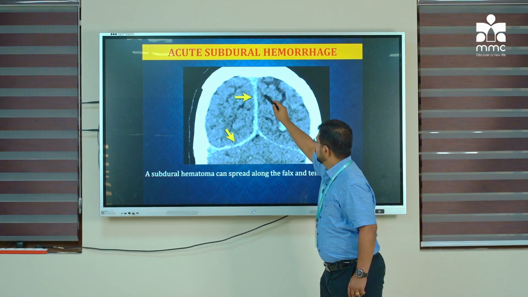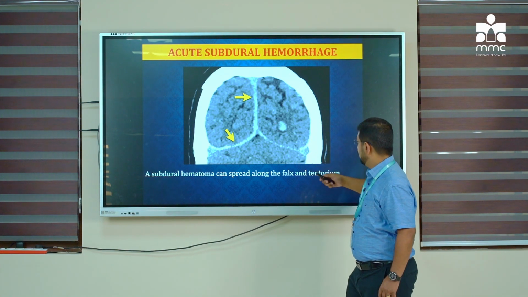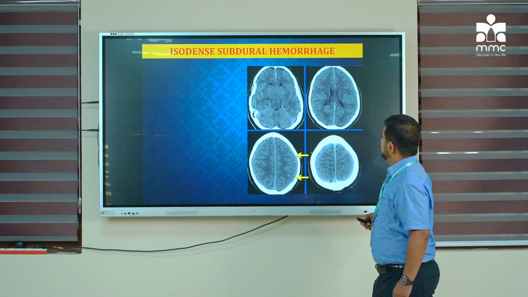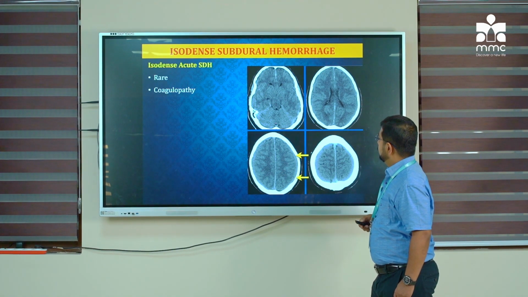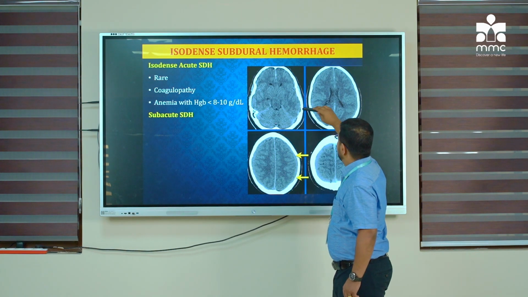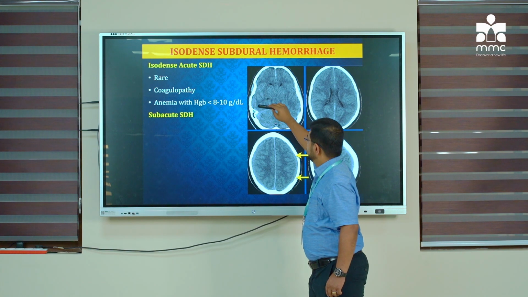Tentorium cerebelli. So you can see it's thickened, some hemorrhage along it. This is subdural hemorrhage along the falx and tentorium. So you can see the brain is normal. You see here there is something in this area.